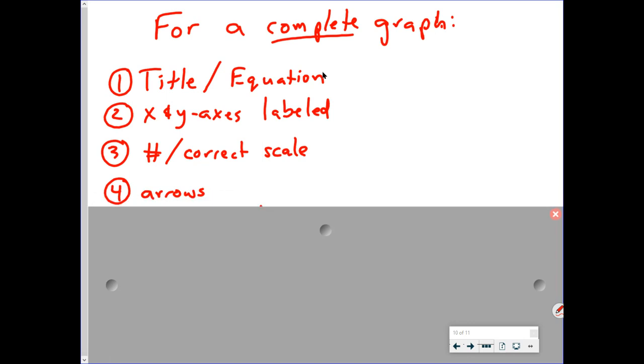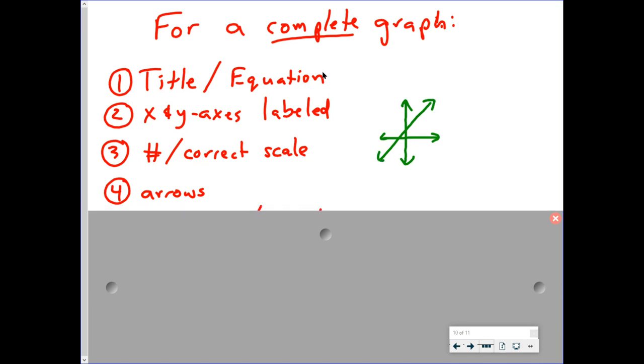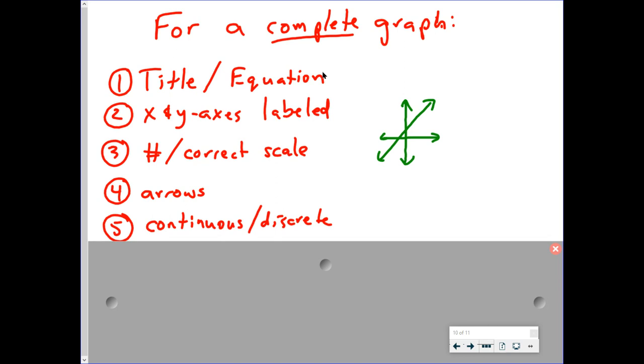Number 4, arrows. Arrows at the end of the x and y axes. So like right here, arrows, arrows, arrows, arrows, but also on your graph if it continues, okay? Number 5, you must identify if it's continuous or discrete. Now, please remember, continuous does not mean that it goes on forever. Continuous means it continues between the points. So continuous means I connect the lines because I can find the values in between. Discrete would just be dots. Okay? So you got to be able to figure out if it's continuous or discrete.